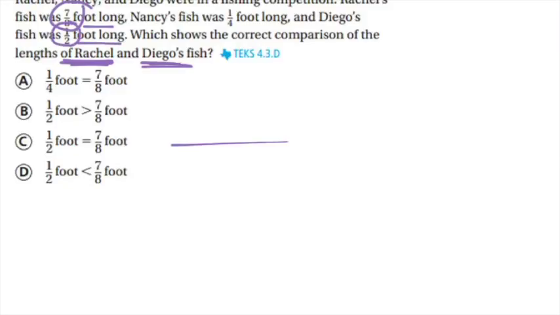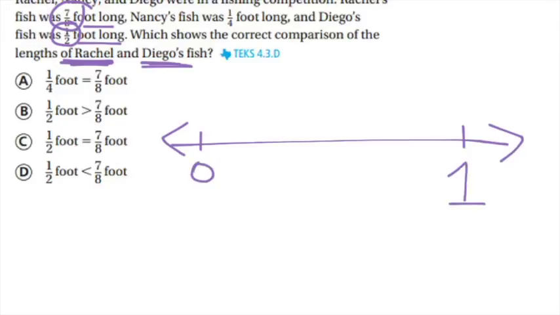So what I'm going to do is draw a number line. And I'll be honest with you, this is one of those problems where if you don't really read it carefully, you might do more work than you have to. So before I read the question, I was going to do a little bit more work than I had to. But we only need to compare, see which is larger between Rachel's fish and Diego's fish. So what I did is I drew a number line with benchmarks. I have 0, 1/2 in the middle, and 1 whole. So Diego's fish is right here in the middle. I'm going to put a D for Diego's fish because his was 1/2 foot long.